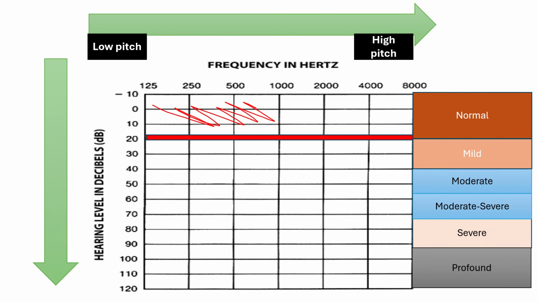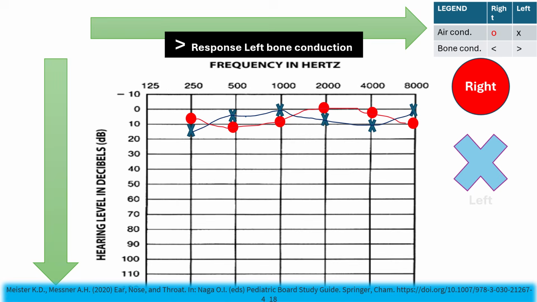Hearing test result below 19 decibels is normal. 20 to 40 decibels is mild hearing loss. 41 to 55 is moderate hearing loss. 56 to 70 decibels is moderate to severe hearing loss. 71 to 90 decibels is severe hearing loss. And 91 or more is profound hearing loss.